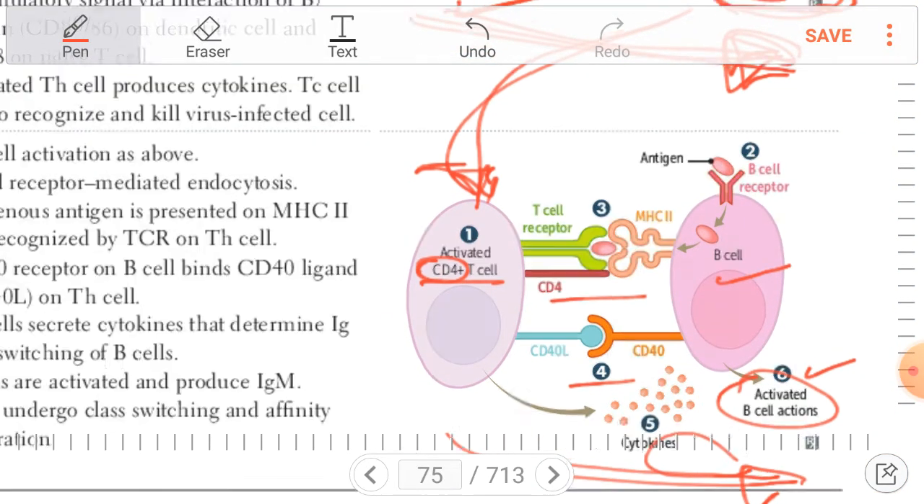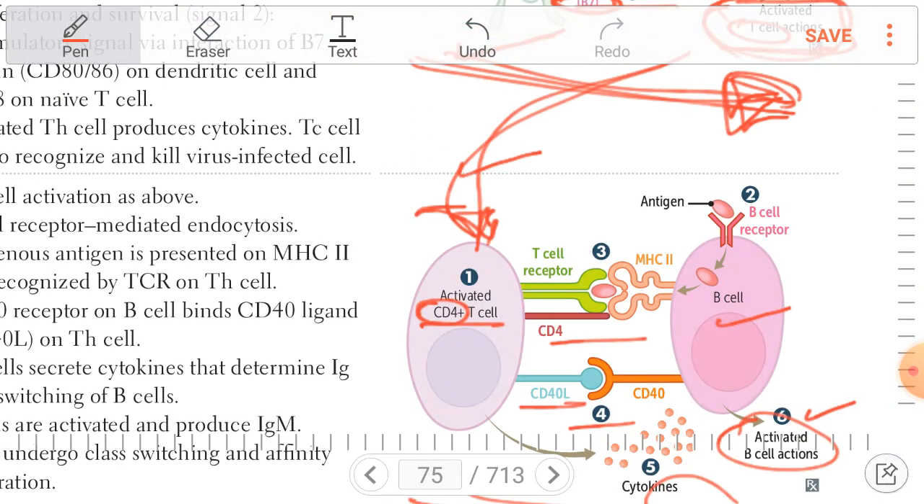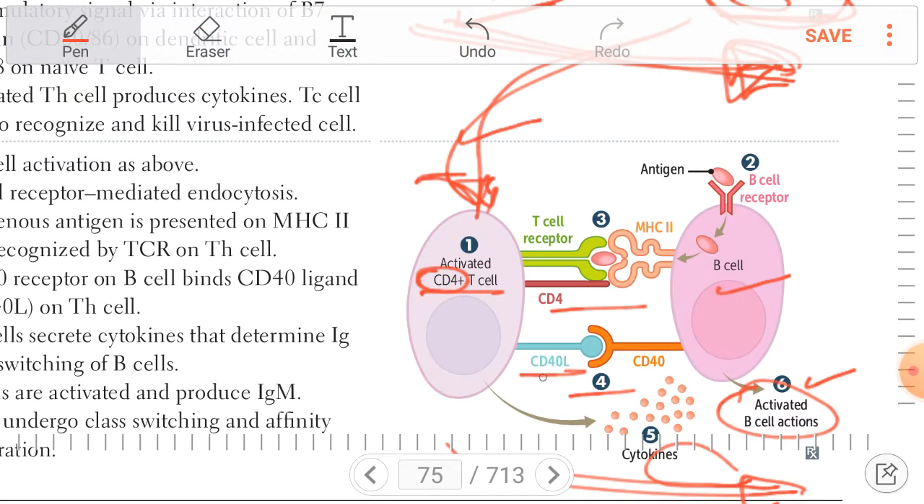So we have again here naive T cells containing what? T cell receptor plus CD4 or CD8. In this case it will be CD4, plus there is another signal here called CD40L, CD40 ligand. So activated CD4 T helper will help B cell activation. It contains T cell receptor plus CD4 in this case, so it will bind to MHC1 or 2.